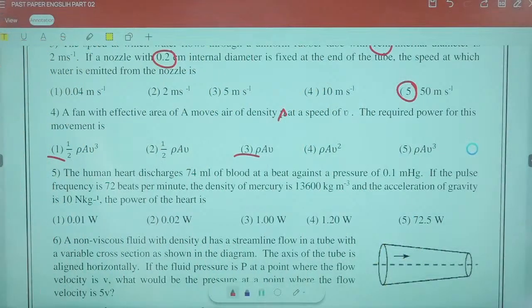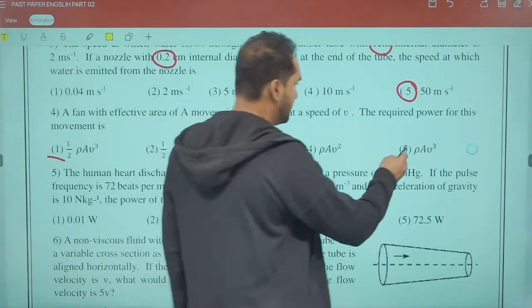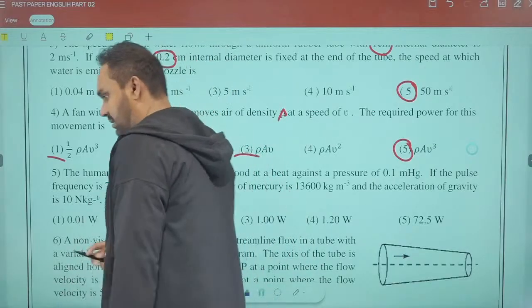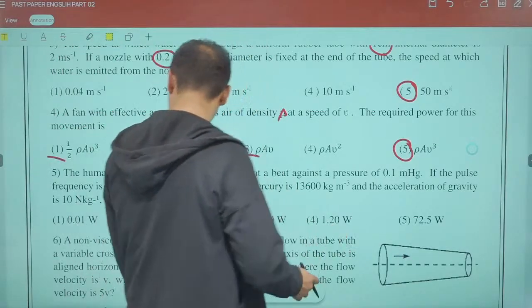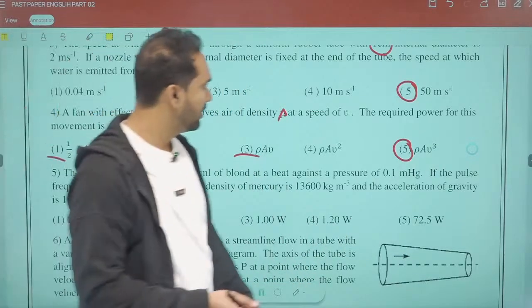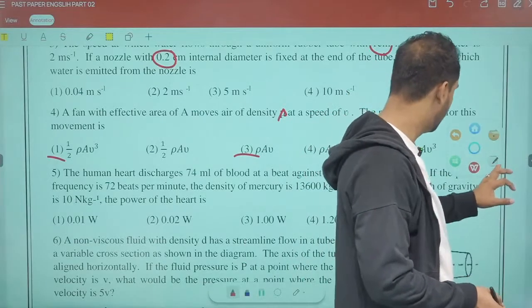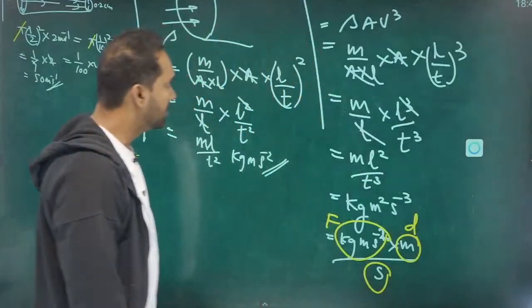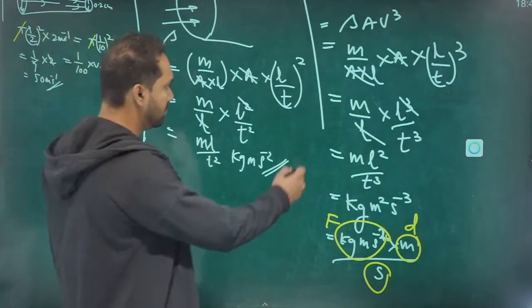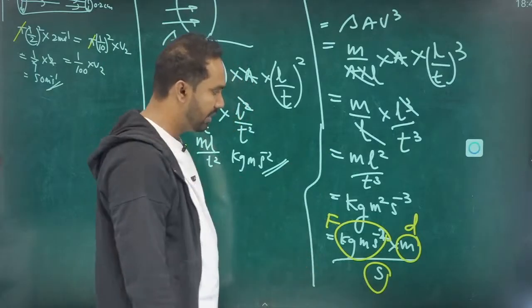So in terms of units, the answer should be rho AV cube. We don't have to take the half because this itself gives you the answer. So this is how I took it, this is how I derived it. Think in terms of basic units. I derived it.